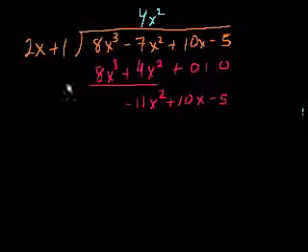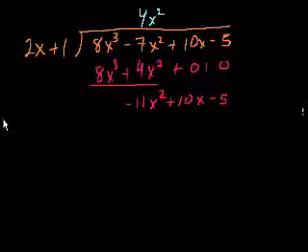Now we just do the same thing over. We look at the highest order term: how many times does 2x go into negative 11x squared? Let's write it here on the side again. Actually, let me do it here.